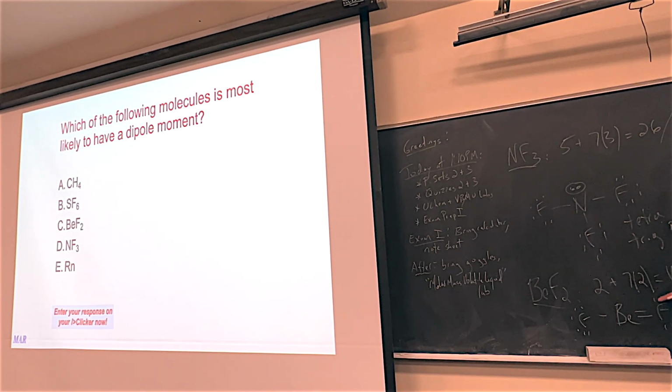Why would it be good to make a double bond from fluorine to the beryllium? We could do it on both sides, but what would be one reason why that might be good? Especially if we did this.